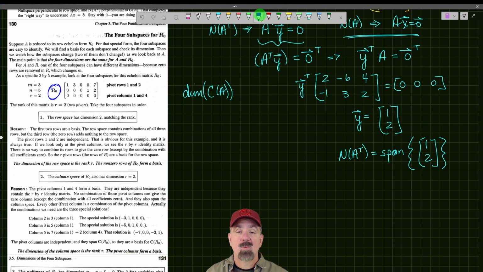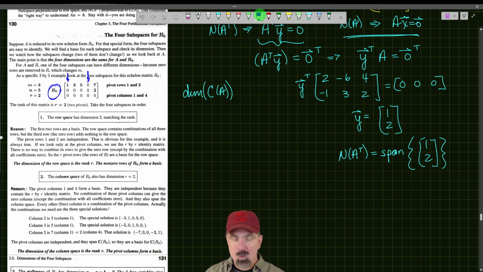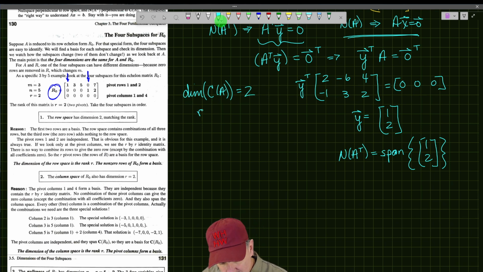So the dimension of the column space is the number of linearly independent columns. We can see that we have 2 pivot columns, and so those 2 pivot columns mean that this dimension is 2. That dimension, as you're well aware, is also the rank. So the rank of A is equal to 2.